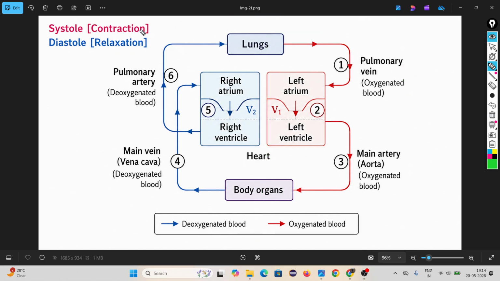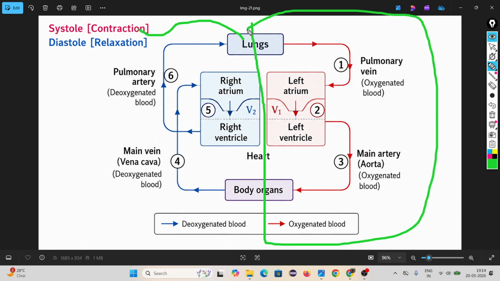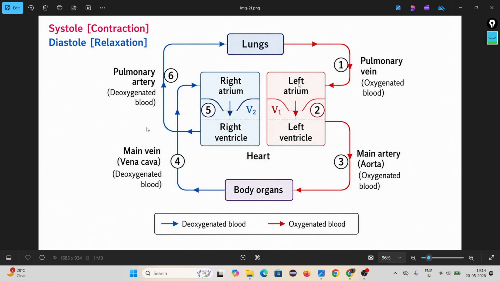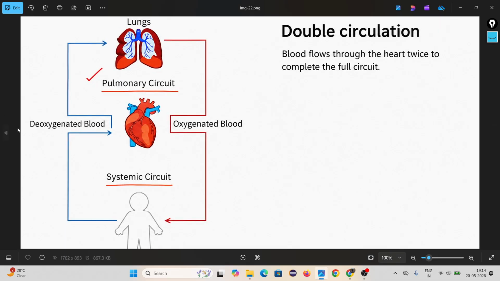Sorry, contraction, systole. Contraction means sticking together. Relaxation means filling up. When the heart relaxes, and when contraction is happening, the right-hand side work is happening. When it becomes relaxed, this other thing is happening. You understand the flow? Are there any pending doubts? I'm checking.